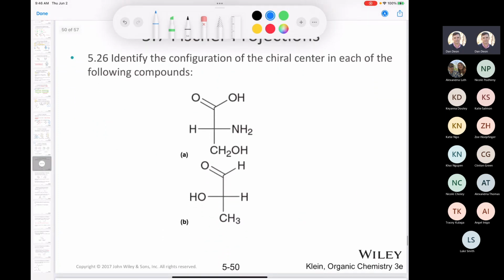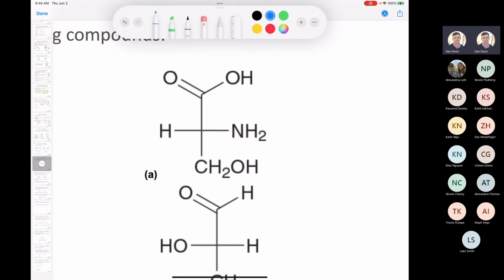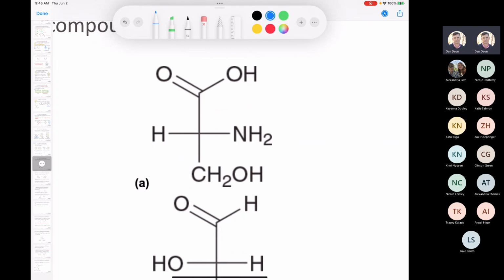Well, if you didn't get that last one, you have a chance to redeem yourself. Let's tackle these two and see if we can determine the stereochemistry at either of these. The first one is an amino acid. So let's see here. We have our chiral center. We have a carbon, a nitrogen, a hydrogen, and another carbon.